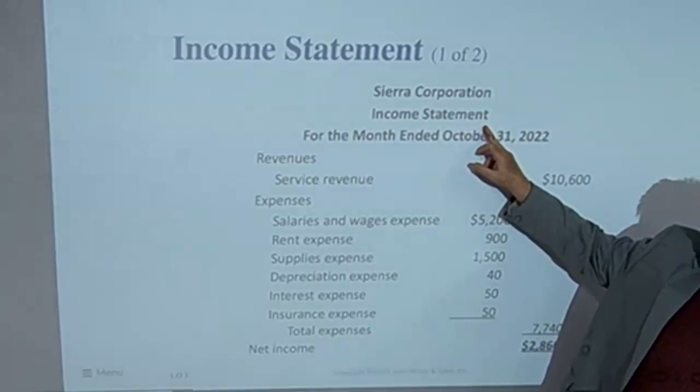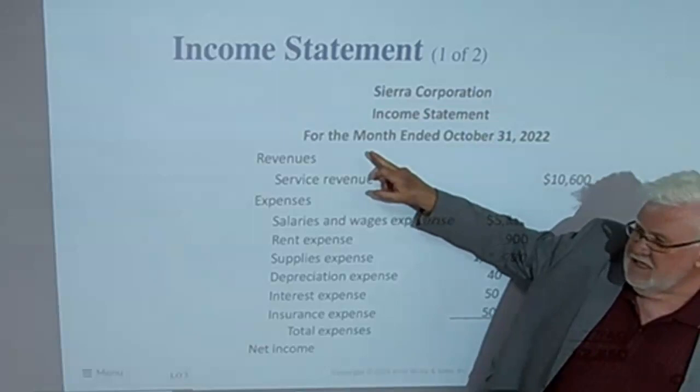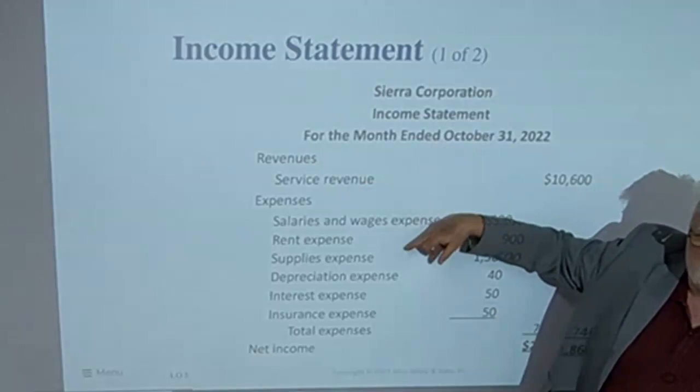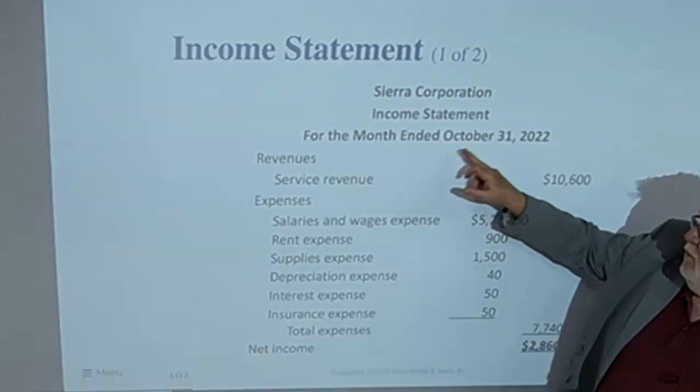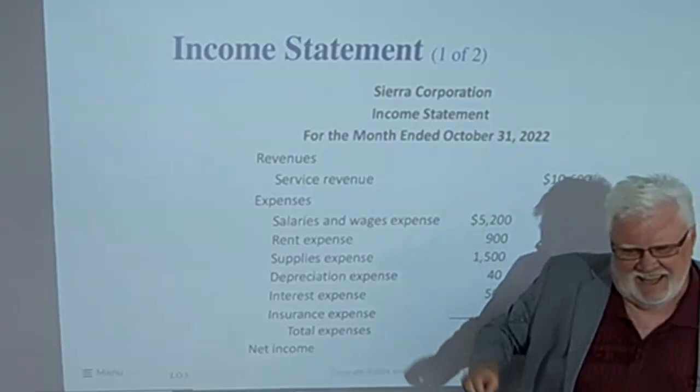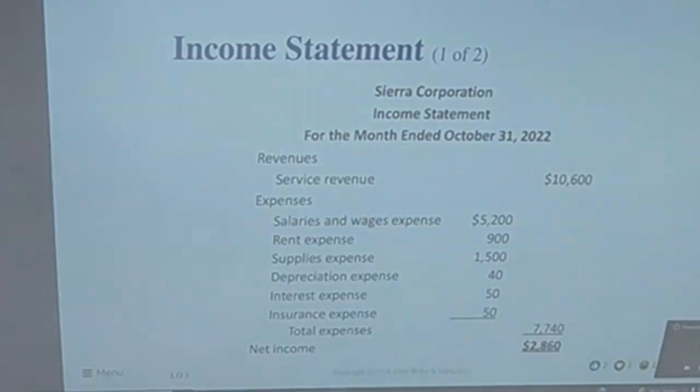Now this statement is also called a period statement. Why? Because it's for the month. Remember, it's a certain time frame. What follows now are the revenue and expenses just for one month. Which month? The one ended October 31st, 2022. Hasn't happened yet, eh? This is in the future, no. What year are we in now? 2022, right? October 31st. It's a time period statement.